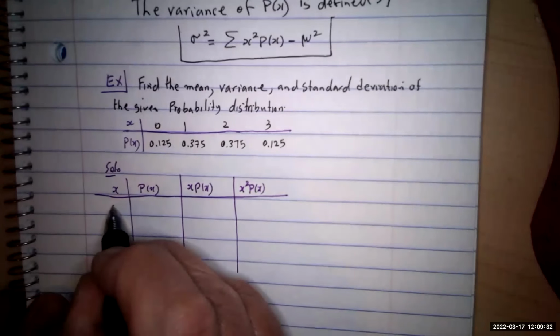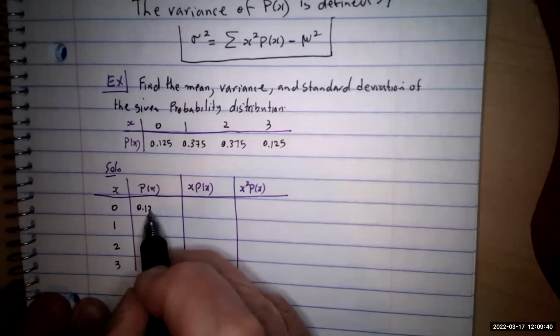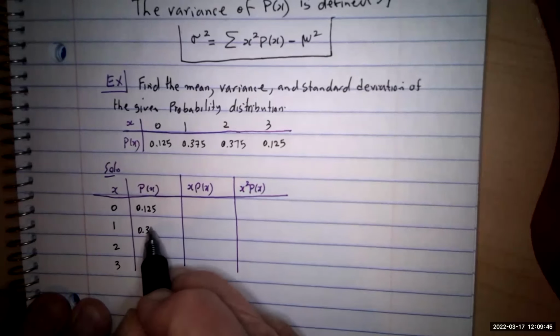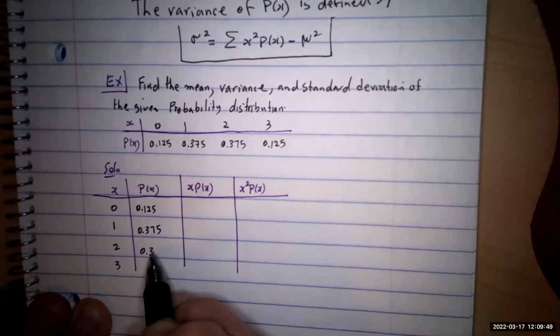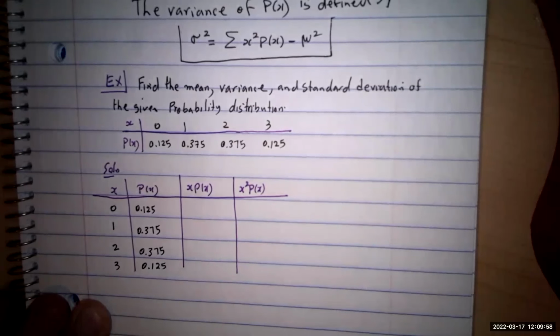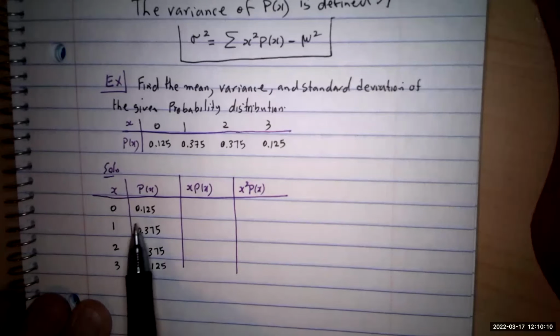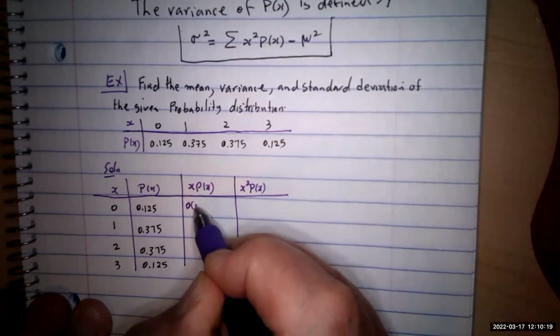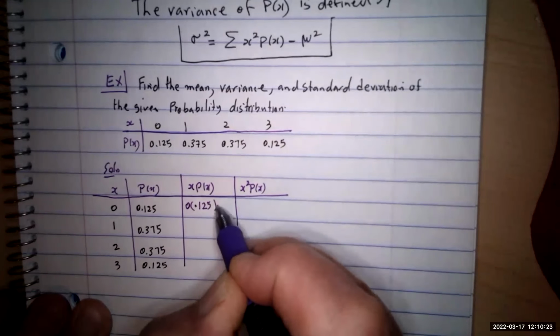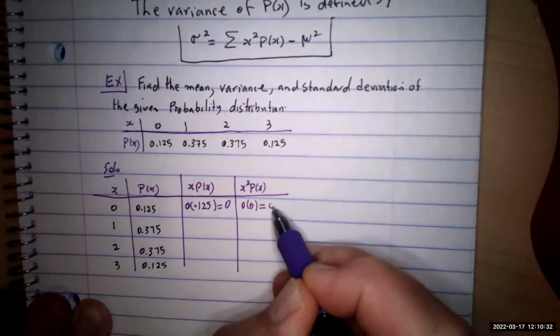So for the x's, repeat this: 0, 1, 2, 3. And the p of x is 0.125, then 0.375, the 0.375 again, and the last one is going to be 0.125. You multiply these together, that gives x p of x. So for this one, 0, which is the x, times 0.125, this would be 0. Then you multiply by another x again, 0 times 0 is equal to 0. So that's the first part.